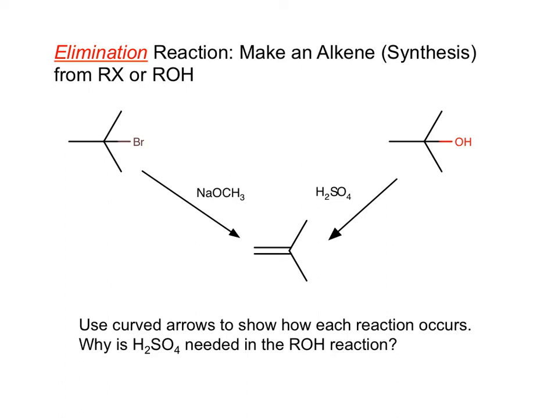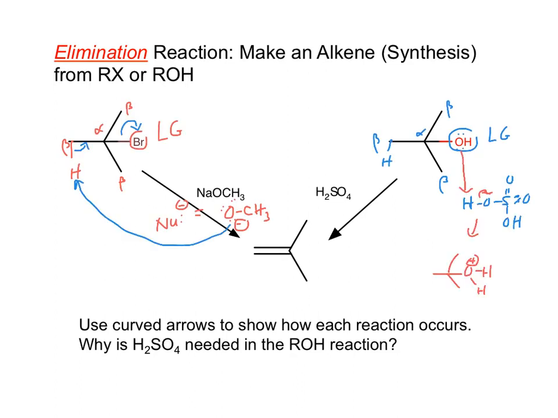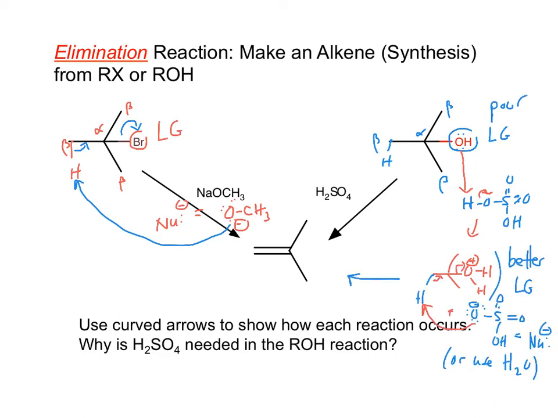So here are the answers. First, identify the structural features. And here are the curved arrows. In the reaction on the right, note that OH is a poor leaving group, so H2SO4 makes it into a better leaving group. Once the OH turns into a better leaving group, HSO4- or H2O behaves like a nucleophile and reacts at the H bonded to the beta carbon.